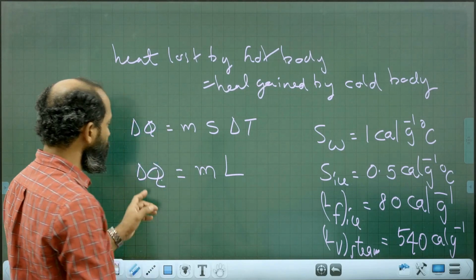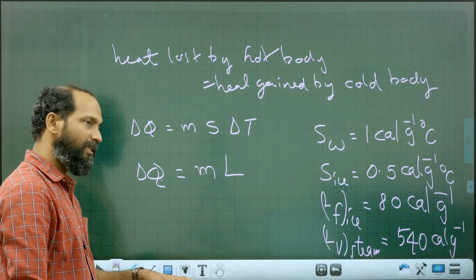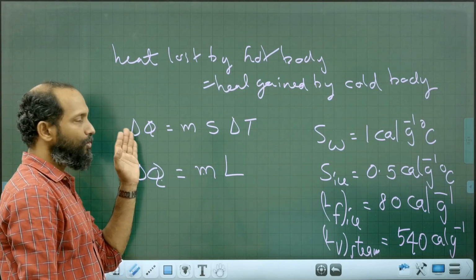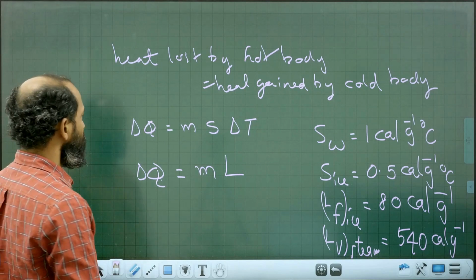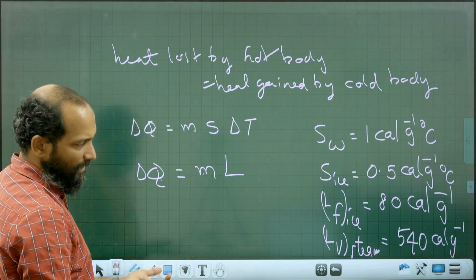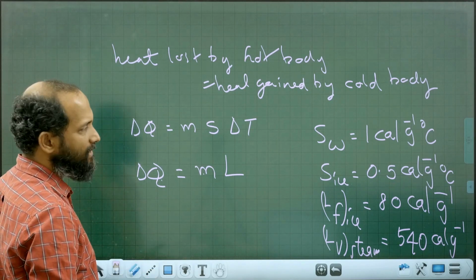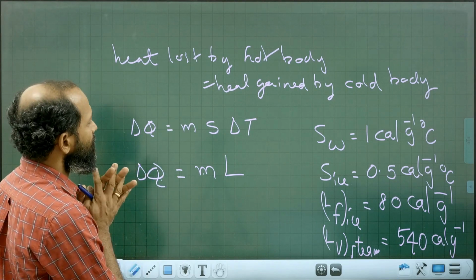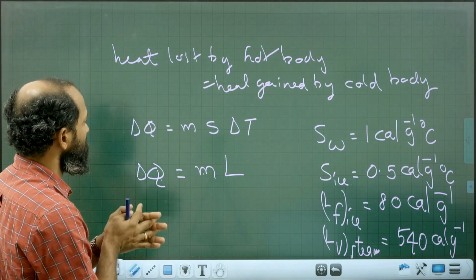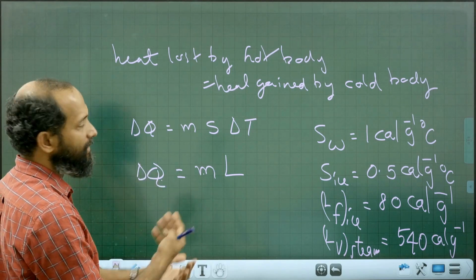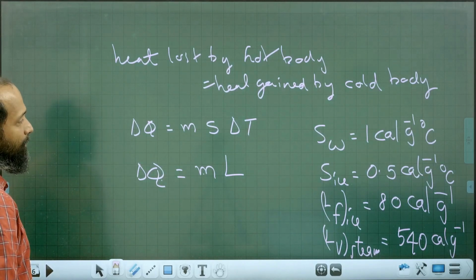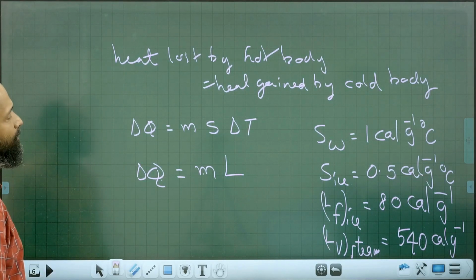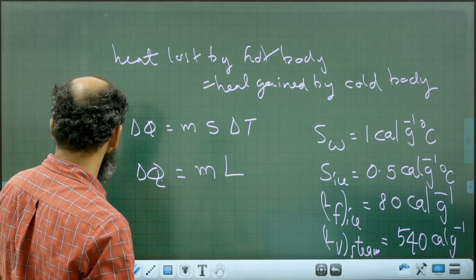What amount of heat energy is used for melting? mL. What amount is used for increasing temperature? m s delta T. Okay, this is used for solids as well as liquids. For gases, a little more things are to be learned. Okay, for gases, this formula we will be learning in next chapters. Then, we are discussing principle of calorimetry. Heat lost by hot body equal to heat gained by cold body.